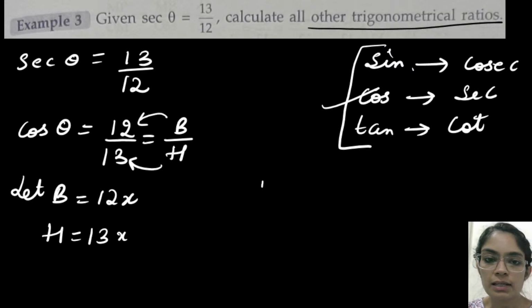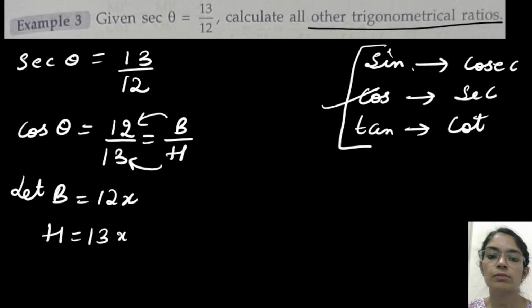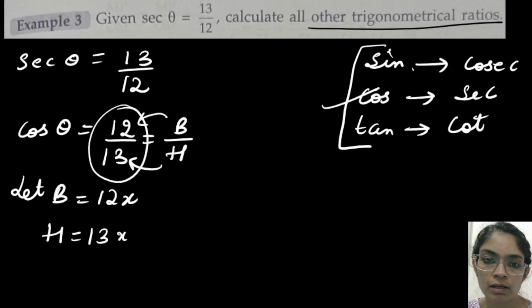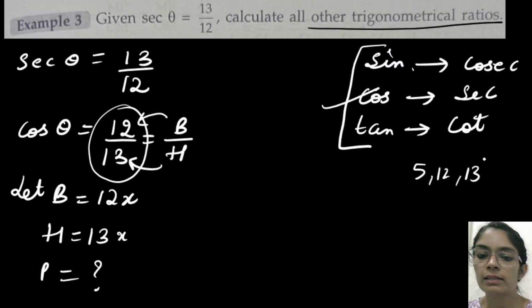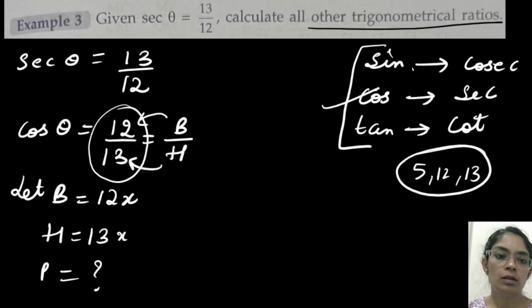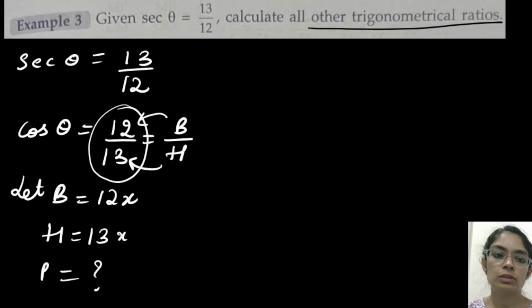Ratio means, if it was 12x and 13x, the x and x would have got cancelled, and that's how we are left with 12 by 13. This is the reason we are assuming base not as 12 but as 12x, because after cancellation we have got this. Now the perpendicular we can find by using the Pythagoras theorem. And we also know that 5, 12, 13 is one Pythagorean triplet. But here we can't do it directly, we have to find it by using the Pythagoras theorem.